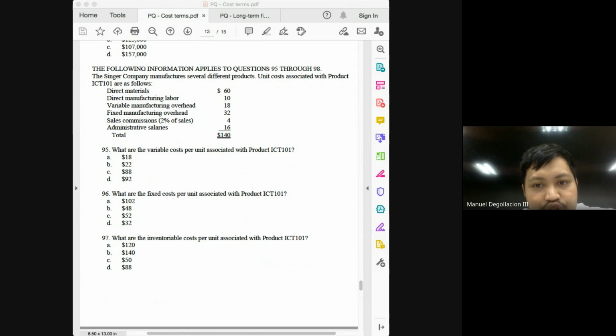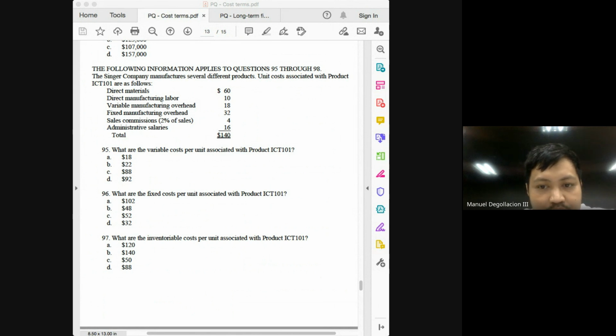Is our sales commission generally variable, class? Yes, since they are based on a percentage of sales. Are we going to include this? Yes, because we are not asked for variable manufacturing cost. What is asked? Variable cost. So this would be 60 plus 10 plus 18 and 4. The answer here would be 92. What would be the reason if you answered 88, class? You have wrongly thought that you were asked for variable manufacturing cost.